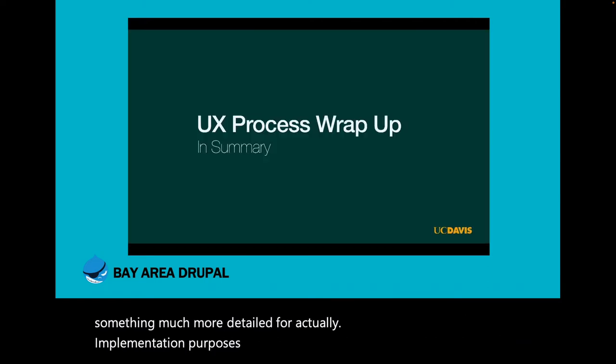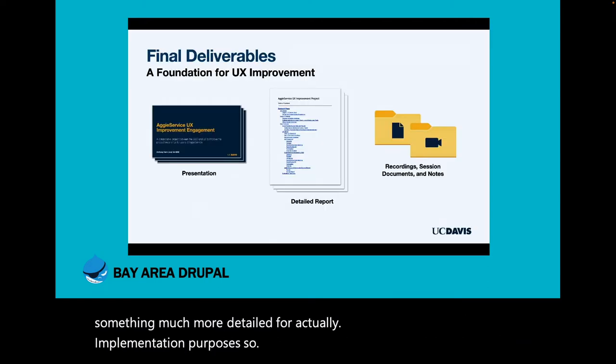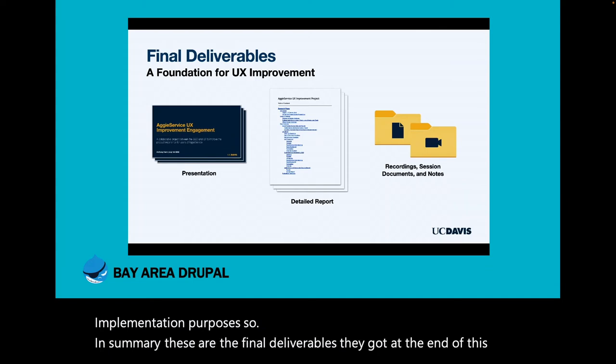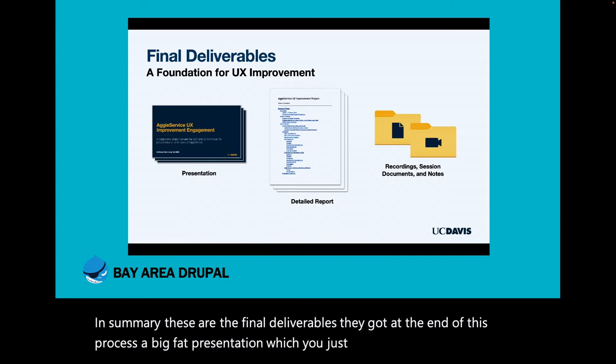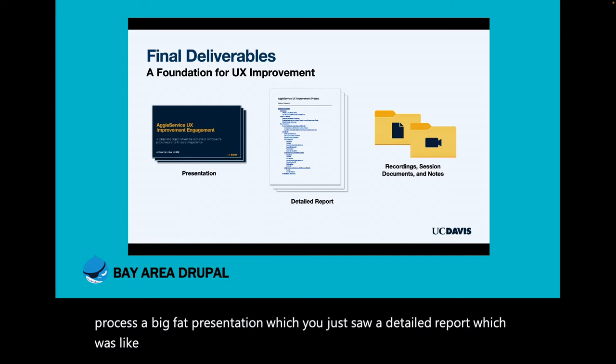So, in summary, these are the final deliverables they got at the end of this process. A big fat presentation, which you just saw. A detailed report, which was like a 90-page document that included all of our notes from all of our exercises. And appendix files, which are there on the right.